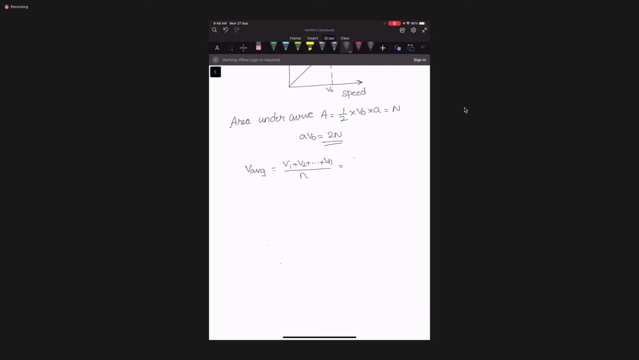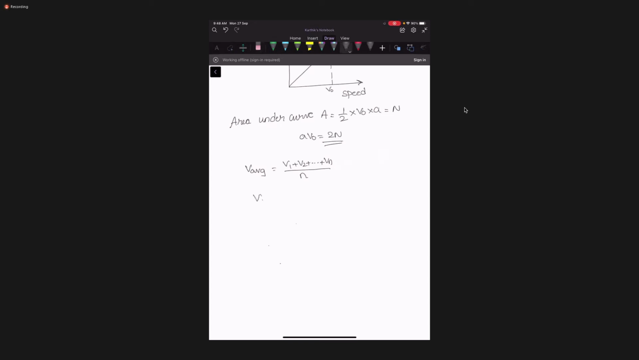So if I take all n, this will be n of v. All dv's will take dv. This goes that side and v average. So no, yeah. See, first equation which I wrote is correct.